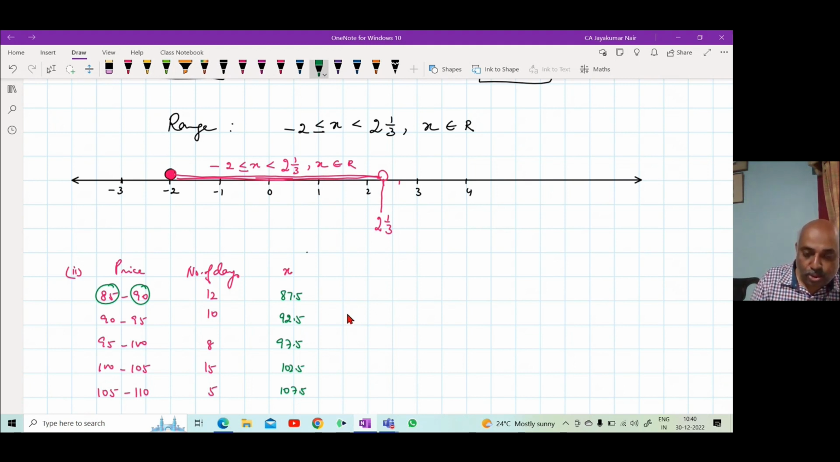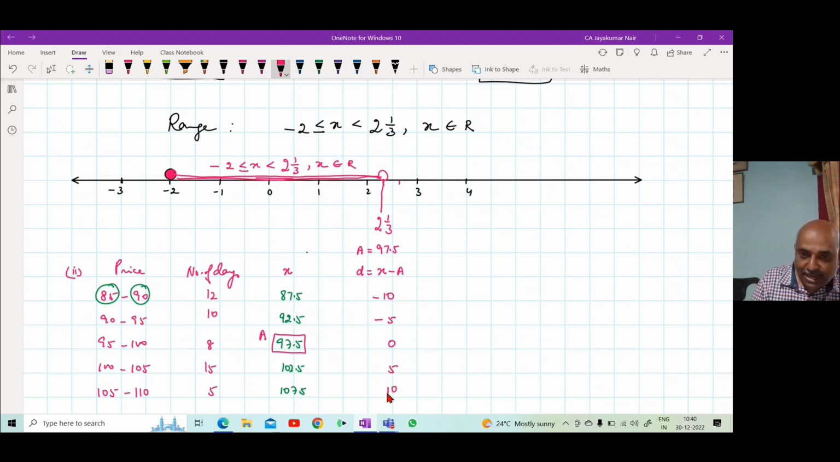Now we are going to do a step deviation method. So step deviation method, first one, I will assume a mean. So I'm assuming the one which is in the middle as the mean. So I'll write here A is equal to 97.5. So deviation. Deviation is equal to x minus A. So what I'm going to do, this minus this. So I'll get minus 10, minus 5, 0, 5, and 10.